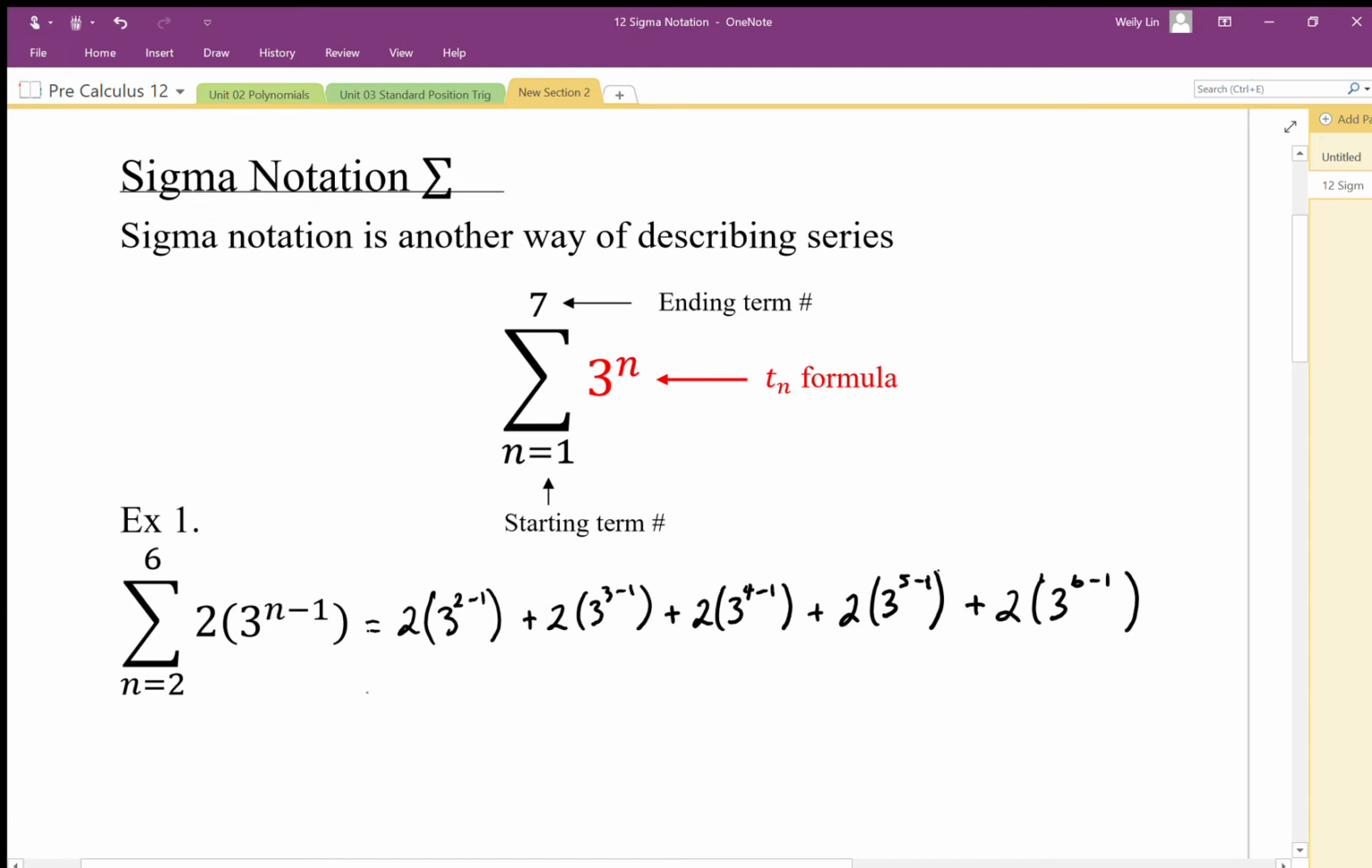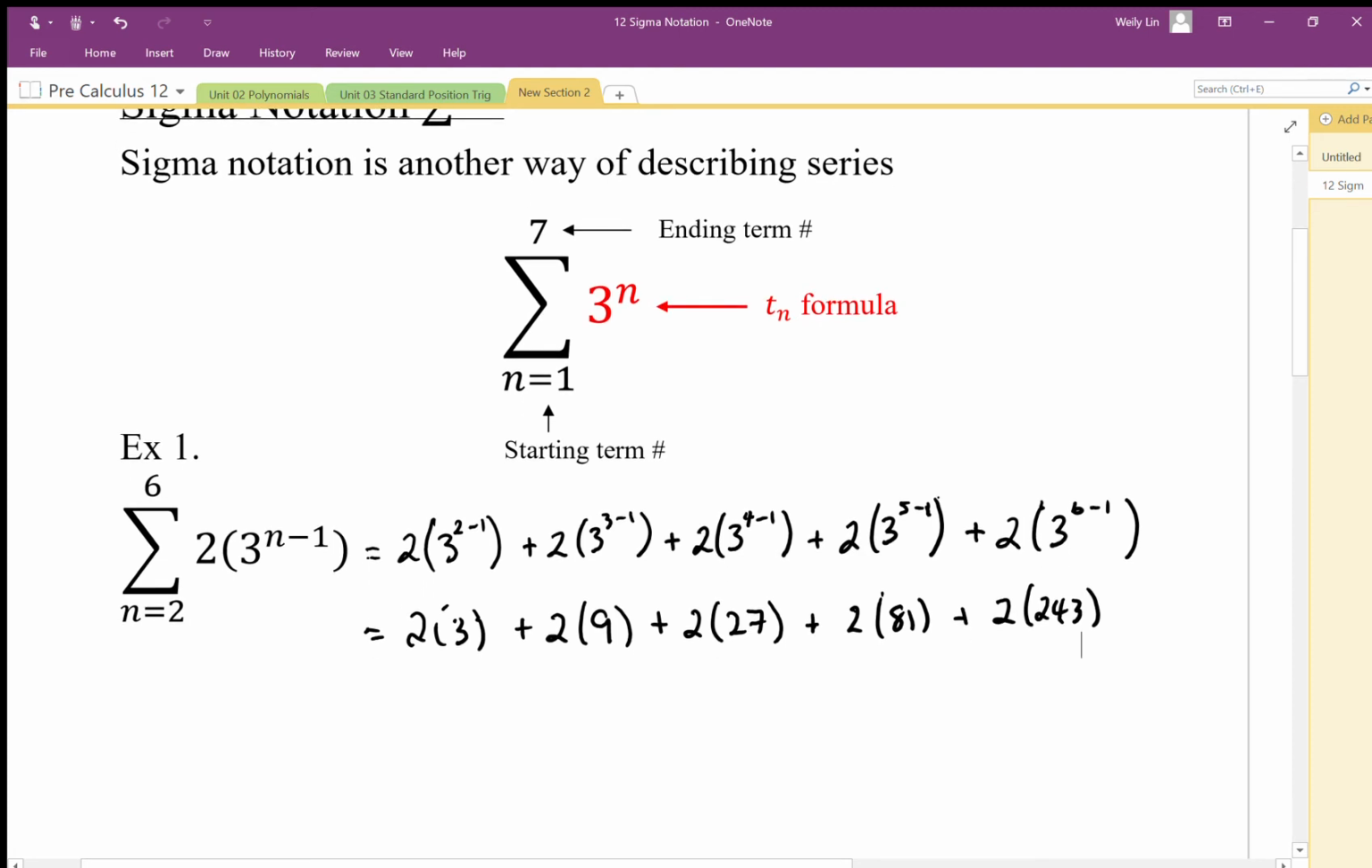So what we've done is we've generated the individual terms using this Tn formula, and we just add this all up. So here we get 2 times 3, plus 2 times 9, plus 2 times 27, plus 2 times 81, plus 2 times 243. Then we use our calculator, and we can add those all up.